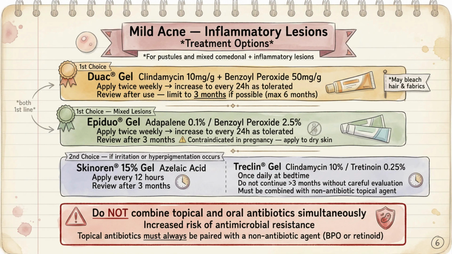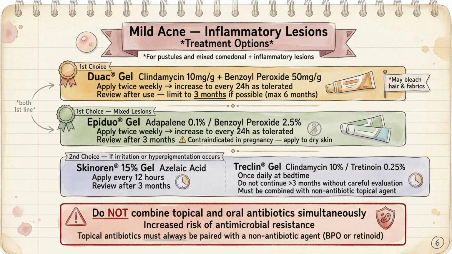Now, for inflammatory lesions, papules and pustules, your first-line choice is different. Here we use clindamycin combined with benzoyl peroxide gel. Clindamycin 10 mg per gram plus benzoyl peroxide 50 mg per gram. Brand name Duac. Again, start twice weekly, build to daily. Limit use to 3 months if possible, with an absolute maximum of 6 months.